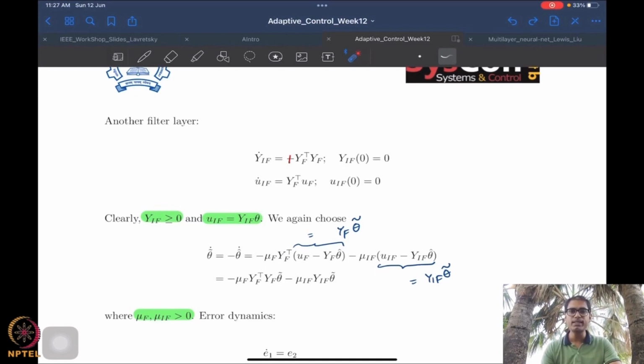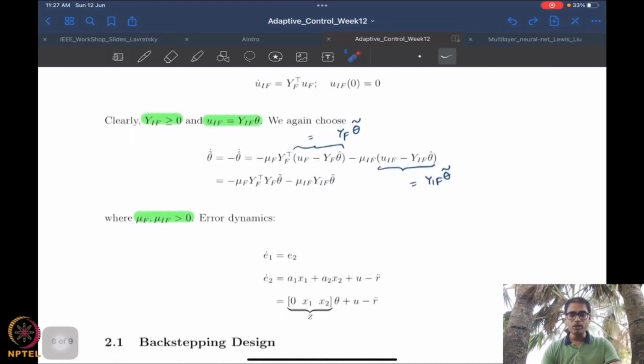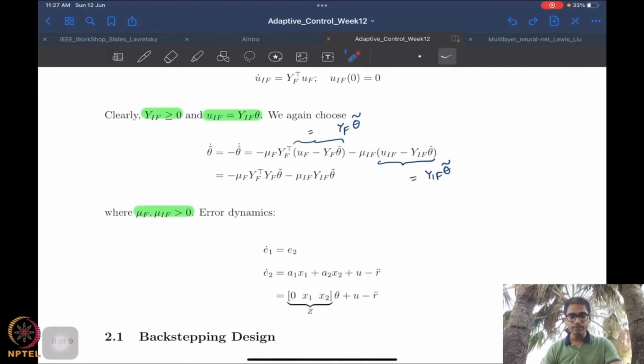And you've already seen this kind of analysis for the single integrator system. The adaptive law is chosen again in the standard way, and you get theta tilde dot with nice non-positive terms. That is, you have minus mu f YF transpose YF theta tilde and minus mu if YIF theta tilde. We know for a fact that YIF is positive semi-definite, so is YF transpose YF. But you also know that in the presence of initial excitation, YIF is positive definite. Therefore, this becomes a legitimate negative term.